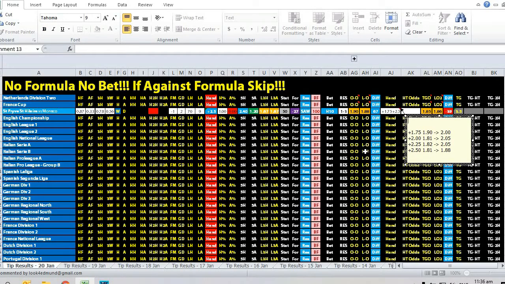Okay, so basically opening handicap was plus 1.75 goals. Opening odds was 1.90, and then subsequently went up to 2.00, and then it transitioned to plus 2 ball handicap, 1.81 odds. It went all the way up to 2.05 odds. Then it went to plus 2.25 handicap at 1.82 odds, went all the way up to 2.05, and then transitioned to plus 2.5 handicap, 1.81 odds, went all the way up to 1.88.